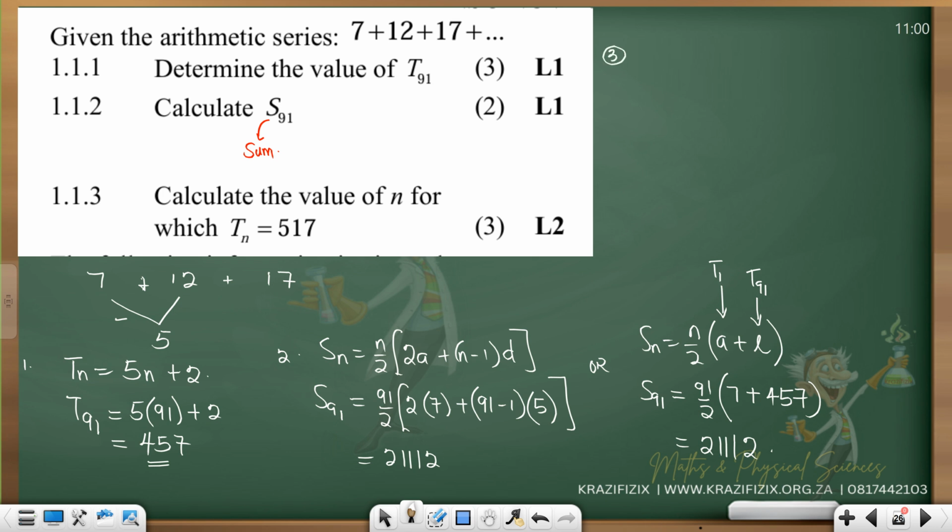1.1.3 is grade 10 and grade 11. 517. So what do we know? 5n plus 2 equals 517. 5n is 515. And if we divide, 103. Did that make sense?